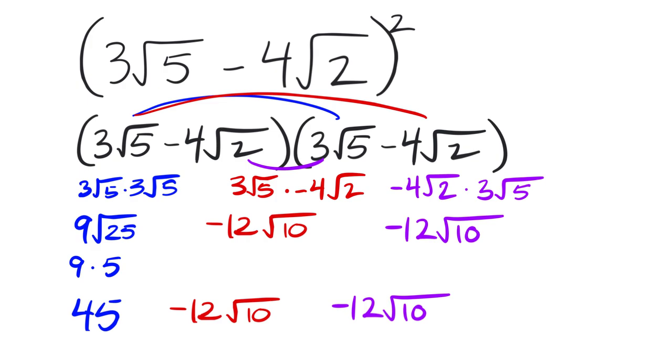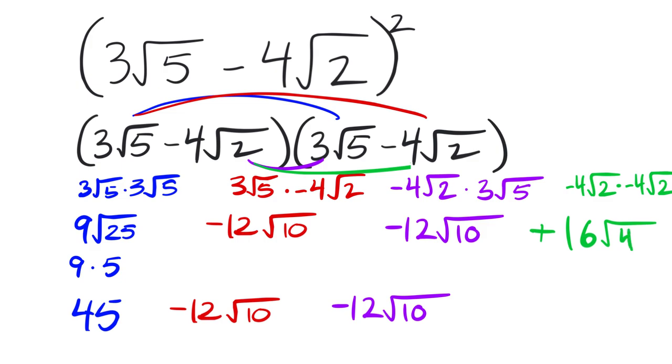But then our final distribution here would be the negative 4 times the square root of 2 times the negative 4 times the square root of 2. So we're simply going to take that and multiply it by itself, again, its multiplication. And so we got the negative 4 times negative 4. That's going to be positive 16. And then we got the square root of 2 times 2 is 4. 4 is a perfect square, so it's going to end up being positive 16. The square root of 4 is 2, and 16 times 2 is 32.